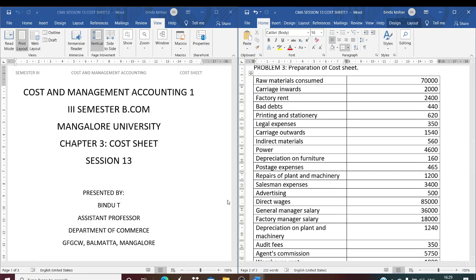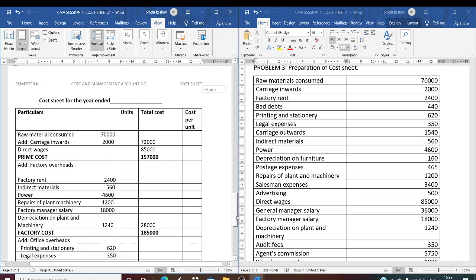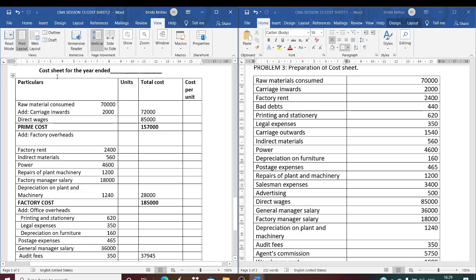Now we'll see how a cost sheet is prepared based on the above information given. To begin with, you can see the columns: cost sheet for the year ended, the period if it is given, and if the number of units are given, units produced will have to be shown.